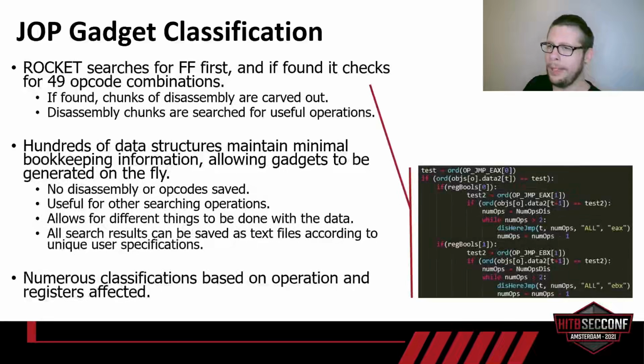So once we find an opcode like FF, we then go search for what else it could lead to. And if we find that, then we perform classification, classifying them into different categories based on operation and register affected. So all of this happens simultaneously. We've optimized it so it's very fast. It's not an extremely slow process.